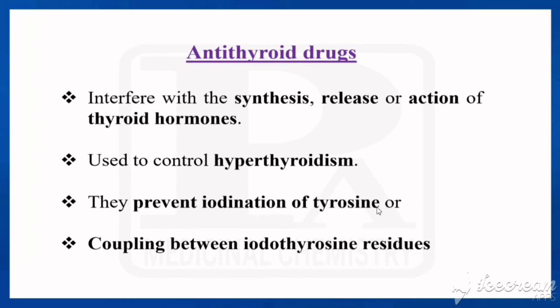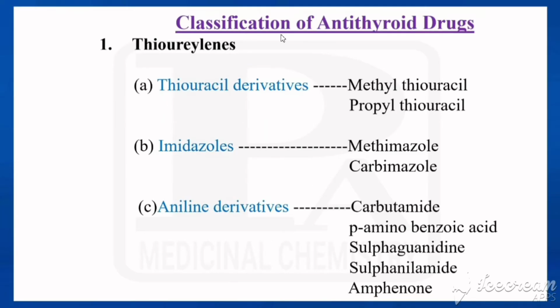Or what is step 3? Coupling between iodotyrosine residues. So that is step 3. So step 2 and step 3 of biosynthesis of thyroid hormones will be prevented by means of anti-thyroid drugs. Now we'll see the classification of anti-thyroid drugs.